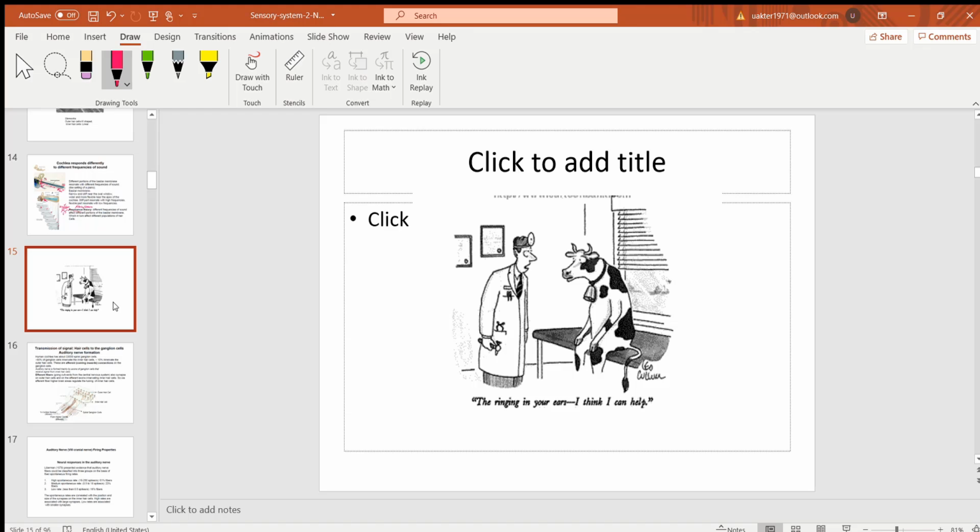This is an interesting cartoon. You see that the doctor is asking his patient about the ringing in the ear, I think I can help. The ringing in the ear is called tinnitus. I believe all of you have heard this term, clinical term or clinical condition, tinnitus, which is ringing inside the ear. So the patient often hears a sound, although there is no source of sound around.